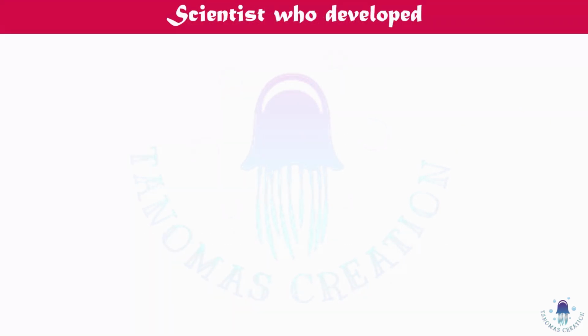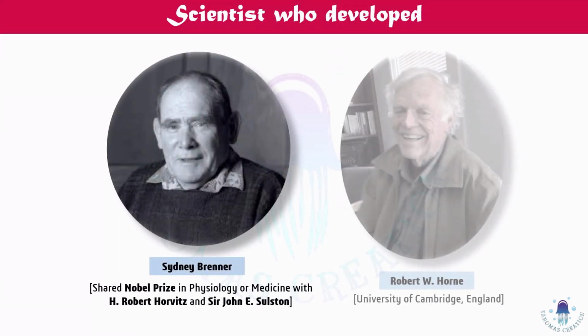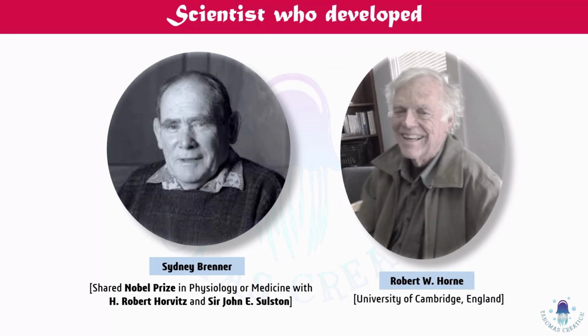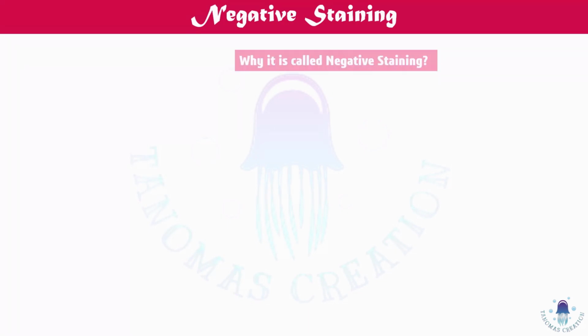Now, the scientists who developed this are Sydney Brenner and Robert W. Horne. Both scientists developed this staining method at the University of Cambridge in England in the year 1959. Sydney Brenner is also a Nobel laureate. He shared the Nobel Prize in Physiology and Medicine with H. Robert Horvitz and Sir John E. Sulston.